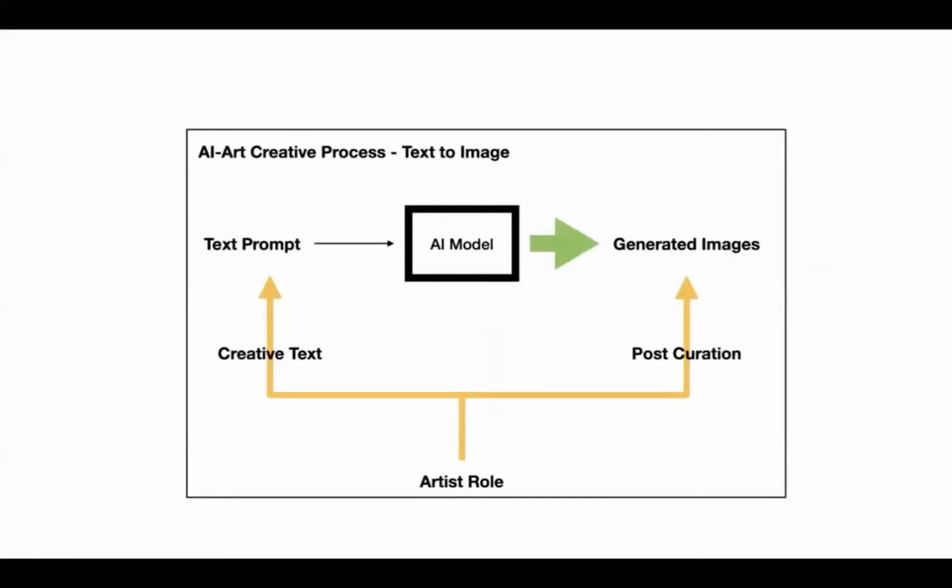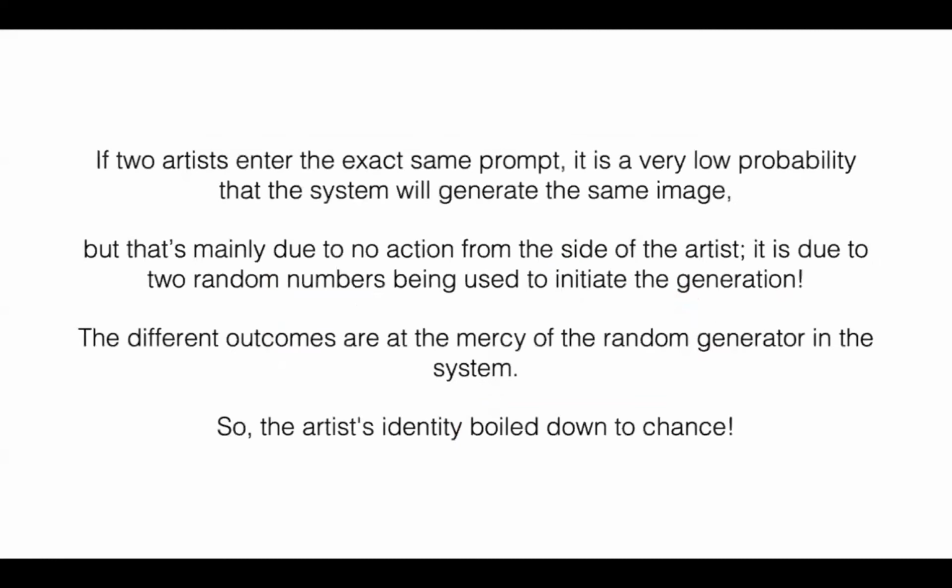As an artist now, your role is just to write down, or engineer, basically a text prompt that controls the generation. So what is it that you can control here? What is your artist role? Imagine this: if two artists entered the same exact prompt, obviously it's a very low probability that the system will generate the same image, because the generation is based on a random seed.